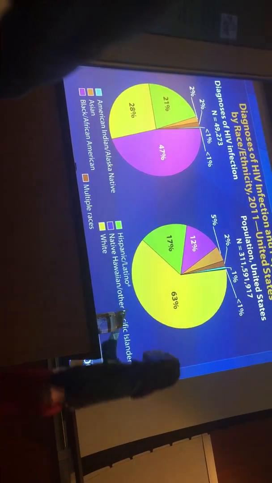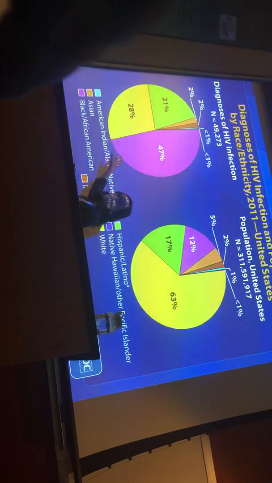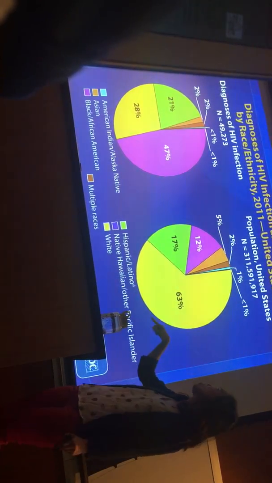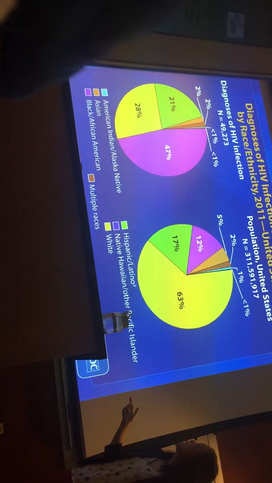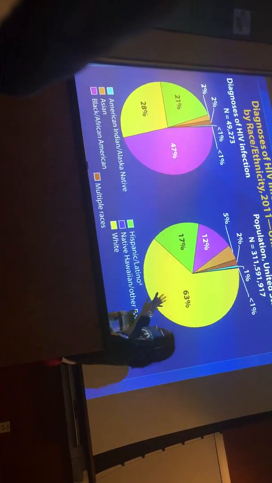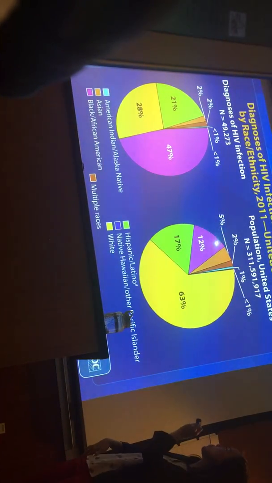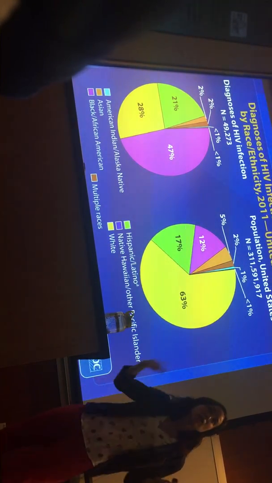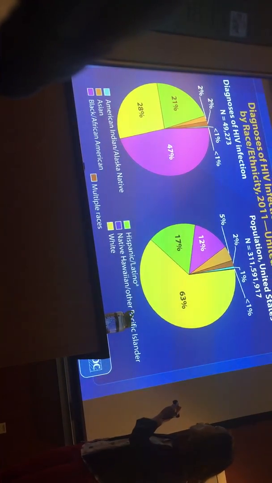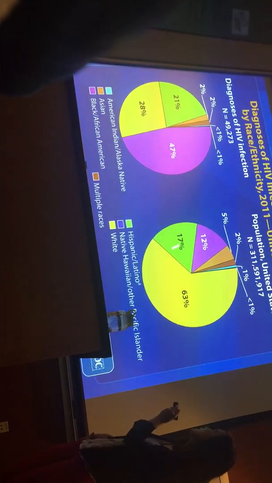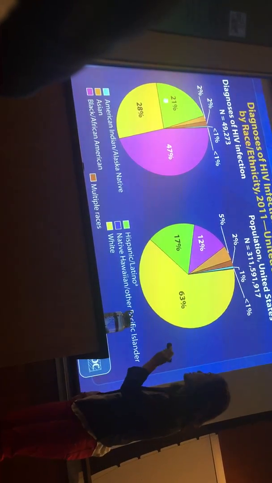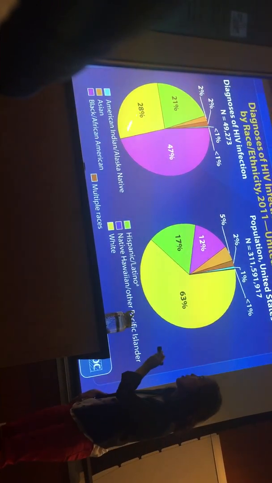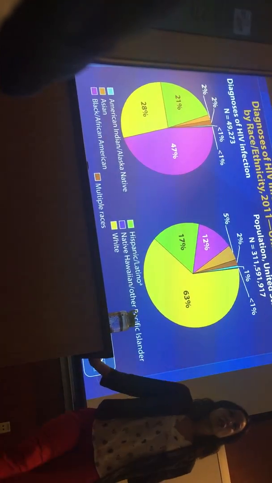On the left, though, is the pie chart for diagnosis. So new HIV infections for 2011, and we can see that on the right, while African Americans only make up 12% of the population, they made up 47% of the newly diagnosed HIV infections. So while Hispanic Latinos made up 17%, they made up 21% of the pie here. And even though whites are taking up 63%, they made up a smaller percentage of the newly diagnosed HIV infections.